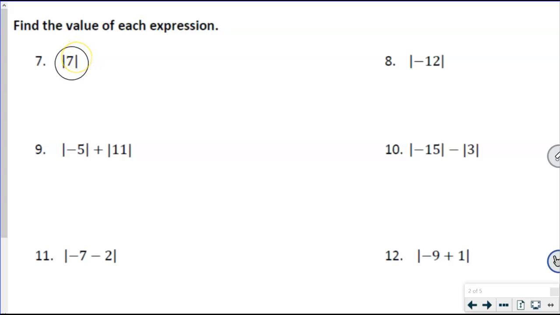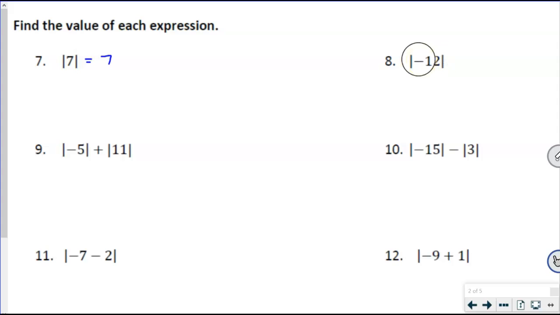It is called absolute value. So I would say the absolute value of 7. When I say the absolute value of 7, what am I thinking? What does that mean? Let's go, Brooklyn. Yes, how far away is 7 from 0? On this one, 7 is 7 away from 0.